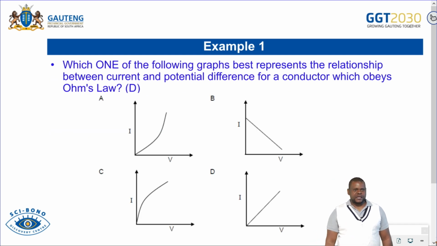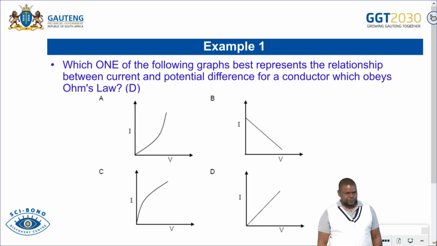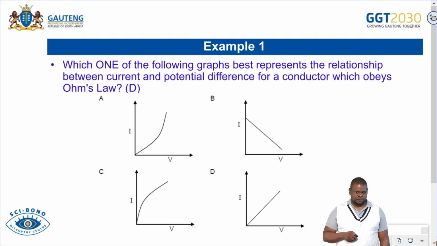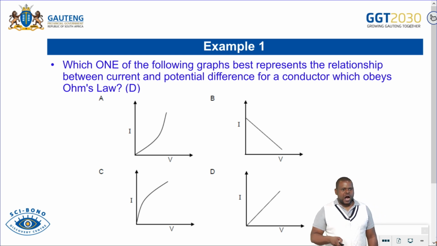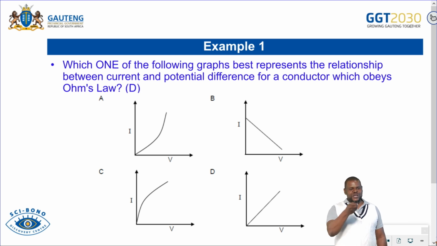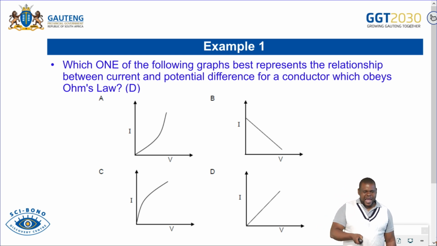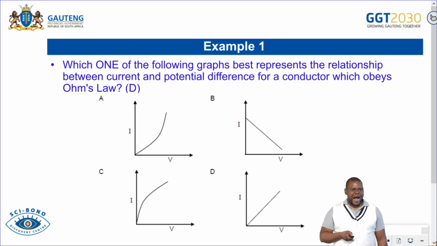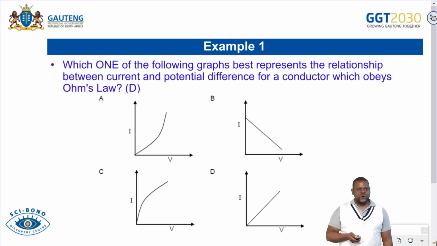Okay, we have some examples that we need to look at, grade 11s. The first example is a multiple choice. It says, which one of the following graphs best represents the relationship between the current and potential difference of a conductor which obeys Ohm's law? By looking at all these four graphs, grade 11s, we know that once we look at Ohm's law, current and potential difference give us what? A straight line, because we said the relationship between the current and the potential difference is what? Directly proportional. That means our answer will be D.